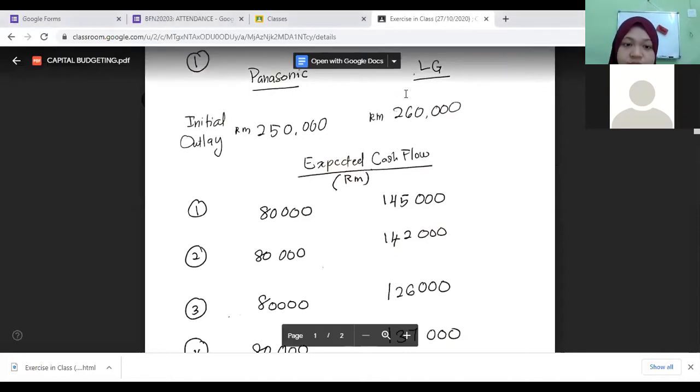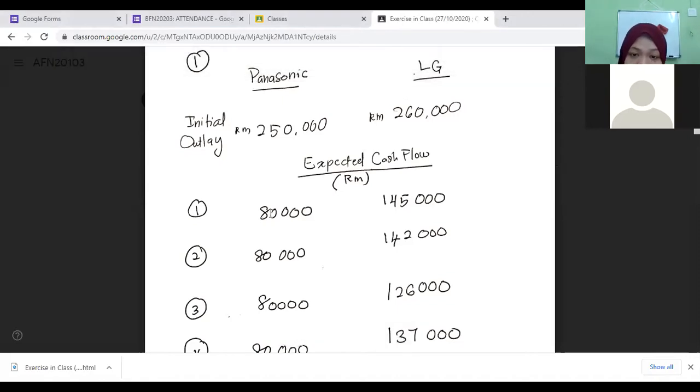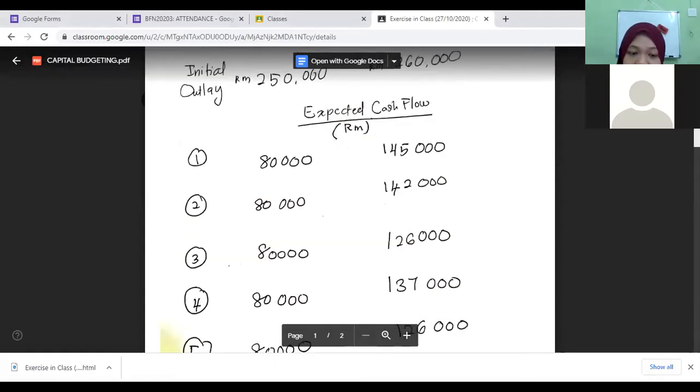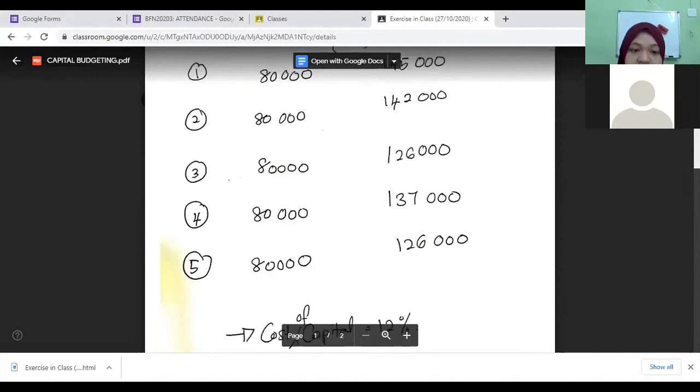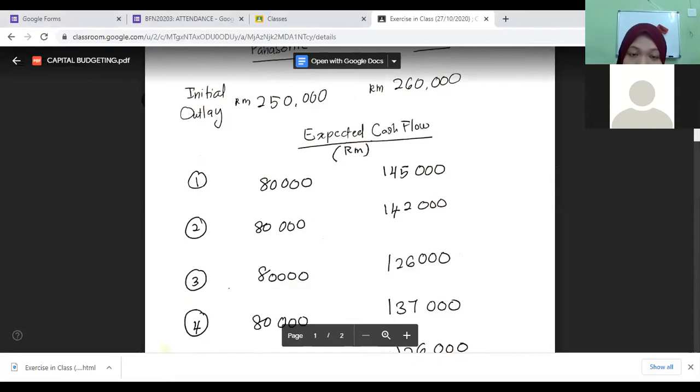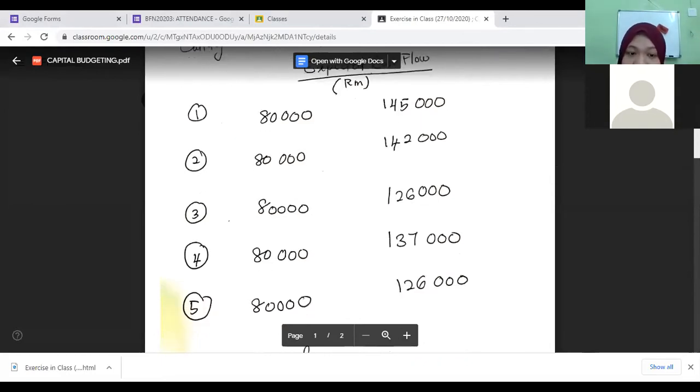Okay, given to you, the cash inflow of Panasonic is even cash flow because every year it is expected to receive the same amount for the whole 5 years. During these 5 years, it is expected that the Panasonic project will receive 80,000 every year. It's a fixed amount. So when it is a fixed amount, we call it even cash flow. So the technique, the formula for each technique might be different compared to variable cash flow.